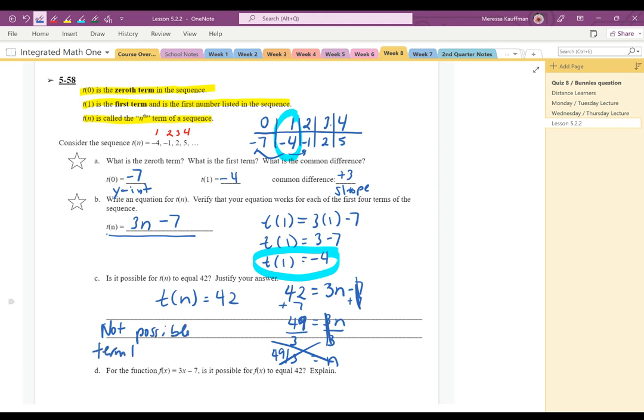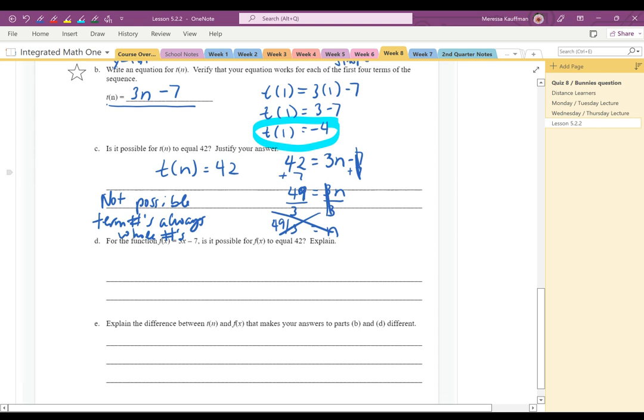Term numbers are always whole numbers. Not possible. Term numbers are always whole numbers. These are our term numbers right here. And they will never be a decimal or a fraction. All right, take a moment. If you have a question, I would write it down now. And we're almost done for those of you that are getting antsy.